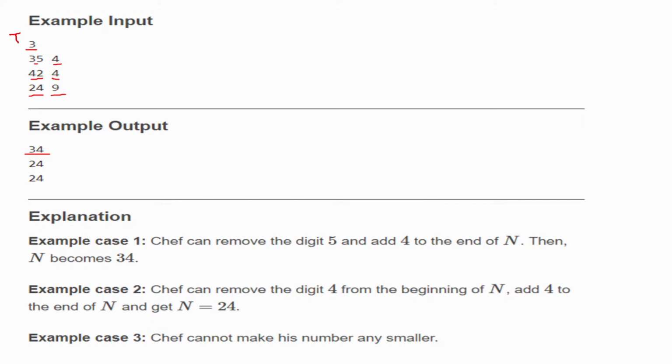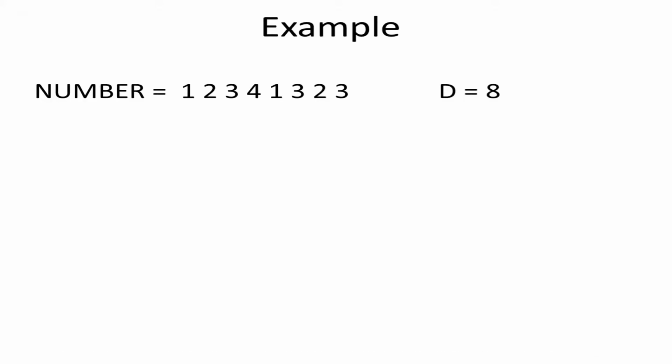Let's move forward and observe a more complex number, how to obtain the smallest number from this. So what we are going to do here is, first of all, check the occurrence of all the numbers which are less than d, starting from 1.